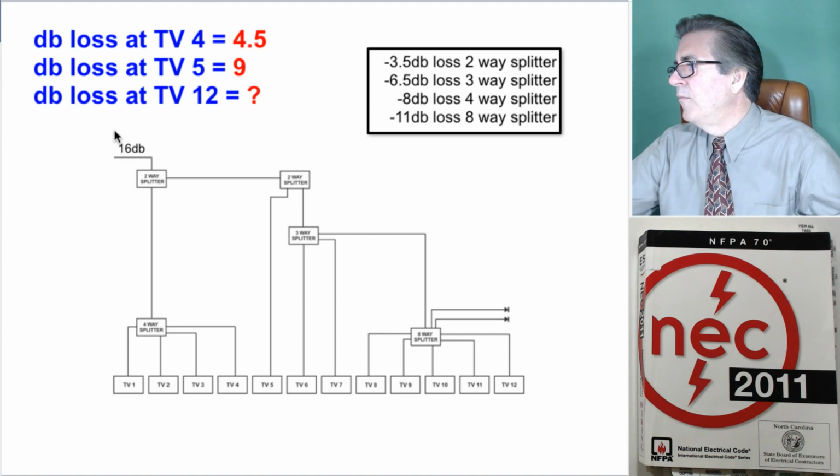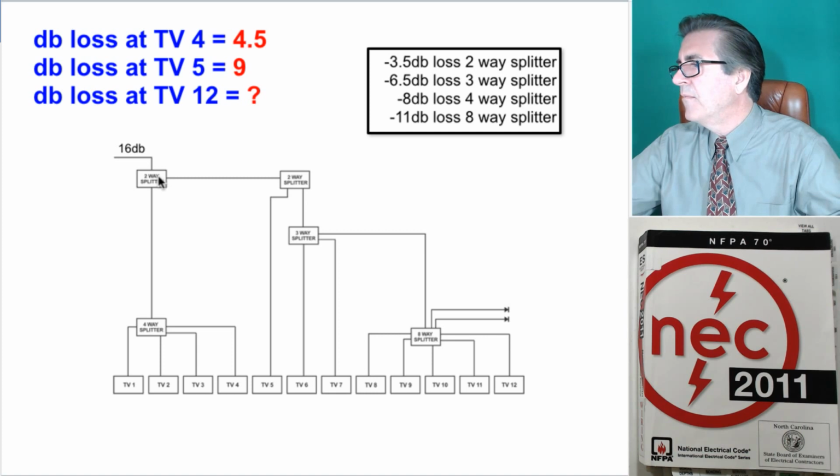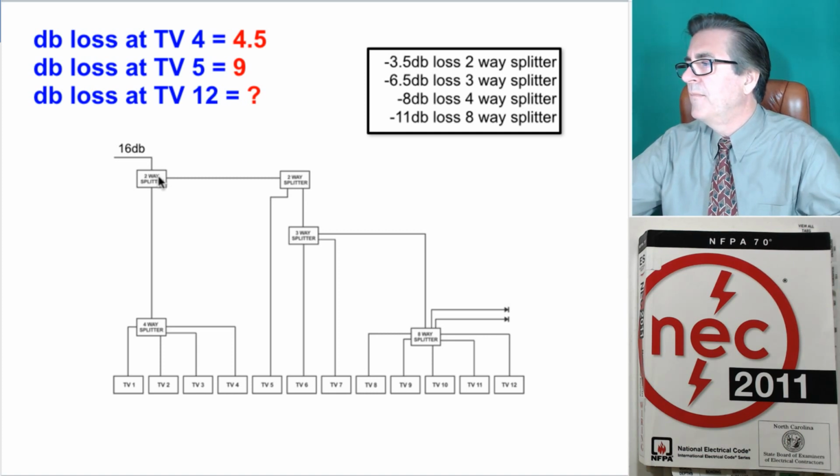One more here. dB loss at TV12 equals what? All the way at the end, TV12, and again, we've got quite a few splitters here. An 8-way, which is minus 11. A 3-way, which is minus 6.5. A 2-way, which is minus 3.5. And another 2-way, minus 3.5. Add all those losses together, and you subtract that from the 16 decibels, and you come up with a minus 8.5.